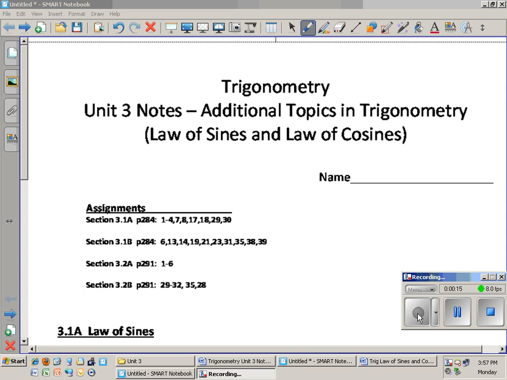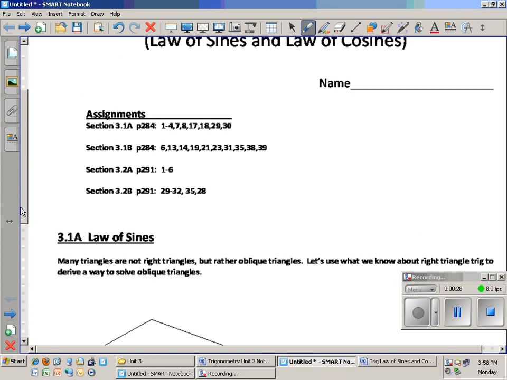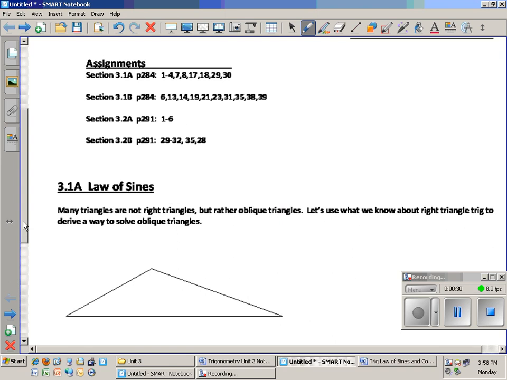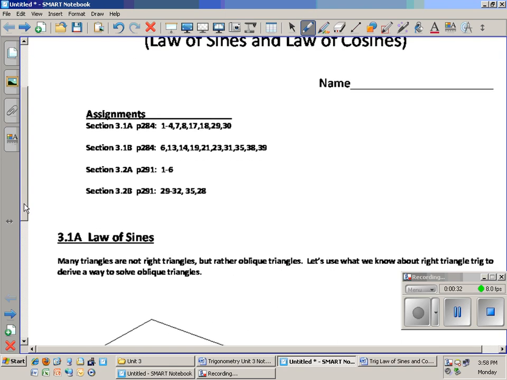Trigonometry Unit 3 notes. Here you start the law of sines and law of cosines. Mr. Jurley can help you out if you need, but please follow along. If you need to press pause at all, you can go back and view this again. Here are your assignments: Section 3.1 A, B, 3.2 A and B, where we cover the law of sines and cosines.